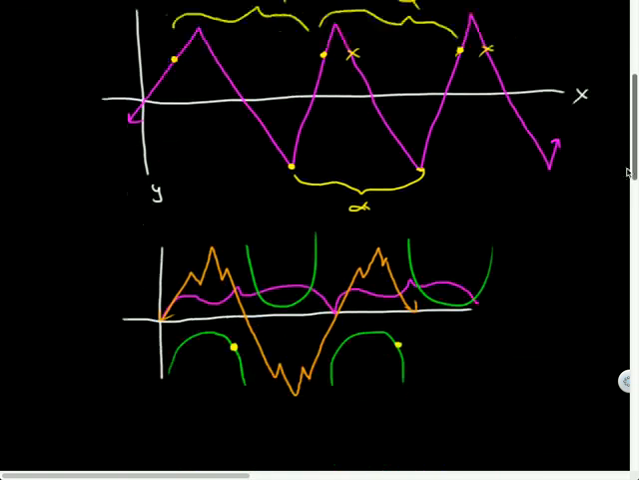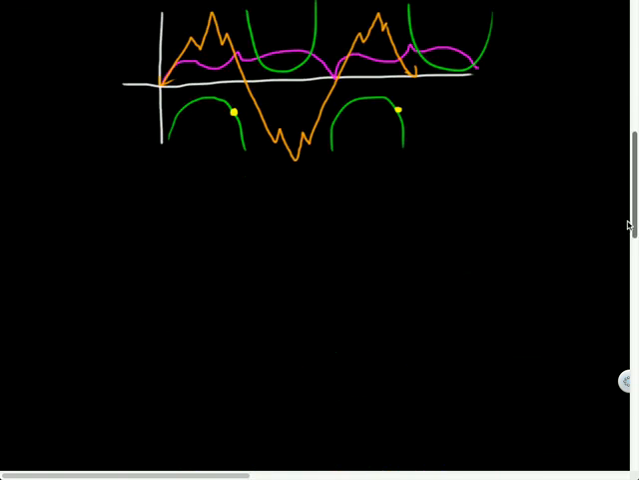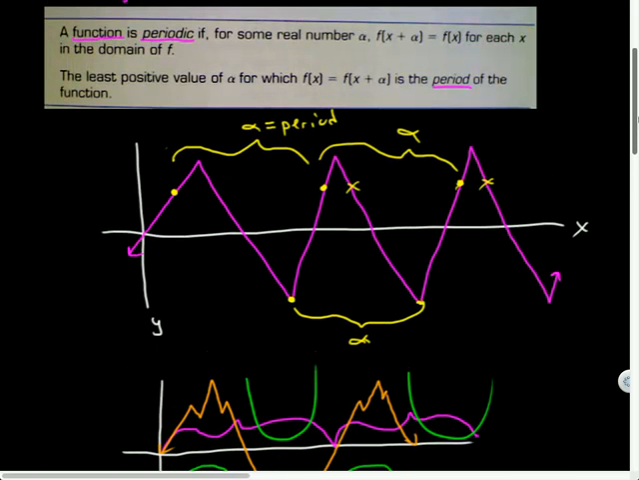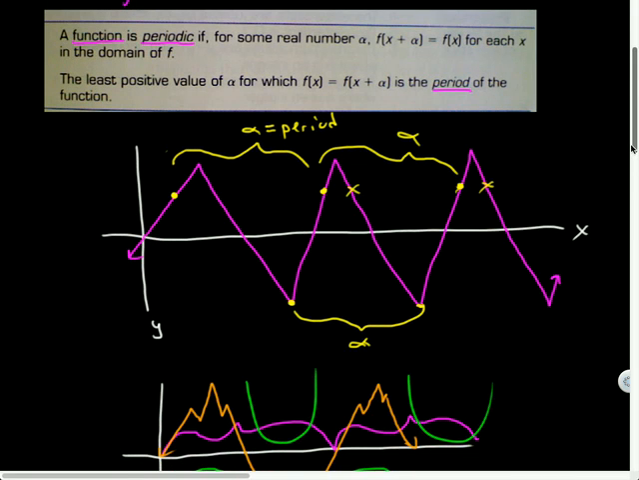So what we're going to do next, it turns out that sine and cosine are going to be periodic functions. Actually, why do you think sine would be a periodic function? We don't even know what it looks like yet. Because it's a ratio.